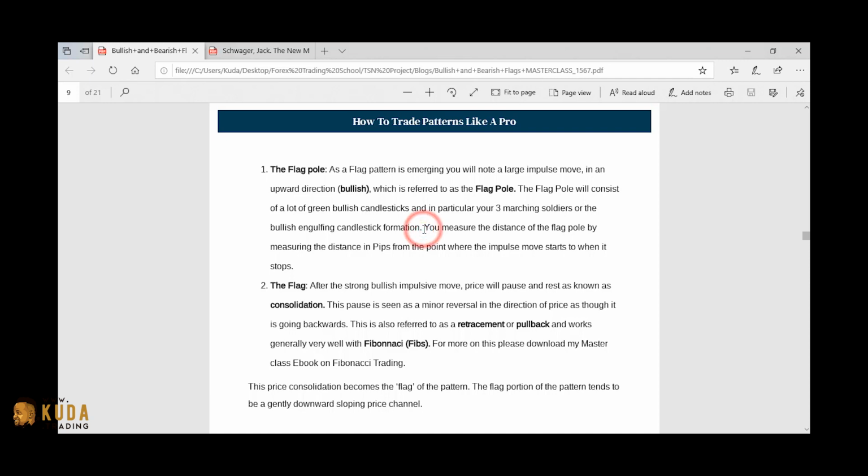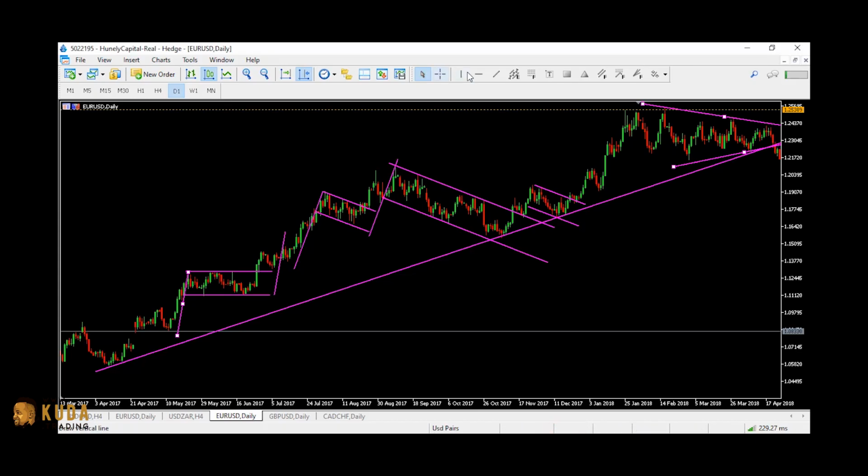You measure the distance of the flagpole by measuring the distance in pips from the point where the impulse move starts to when it stops. So in this instance, the impulse move starts right there. That's where the impulse move starts, so our flagpole is also going to start there. Where it ends is up here, right? Okay, so you draw a line, and the extension of the flagpole is simply you copying this line, starting from there to there. That's where the extension of that bullish move will continue.